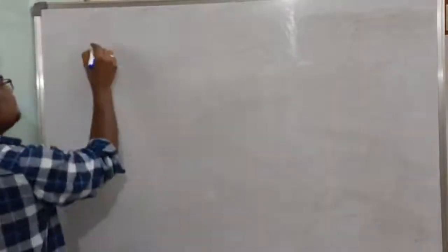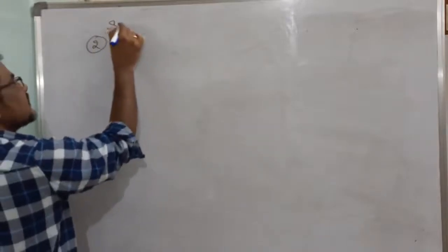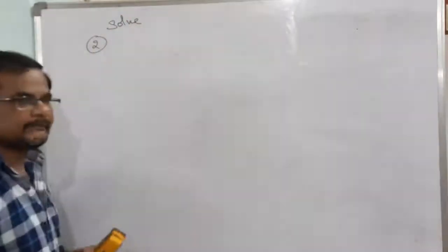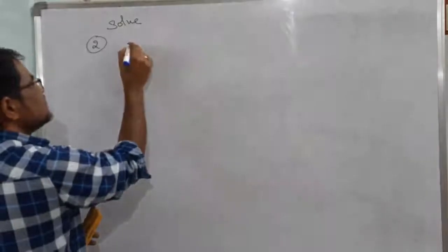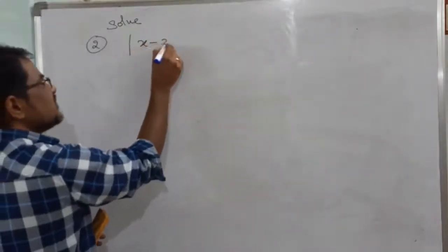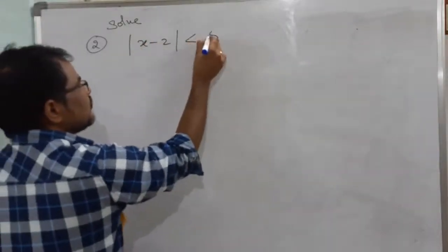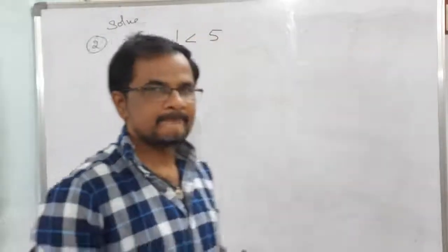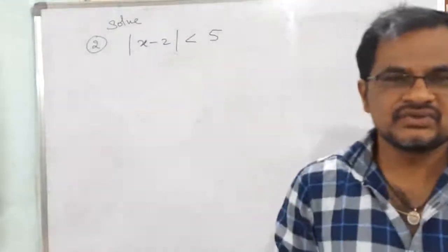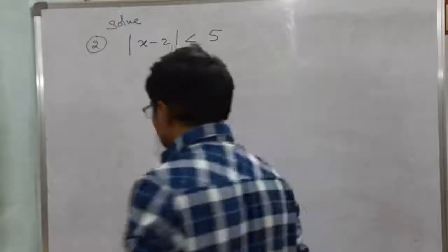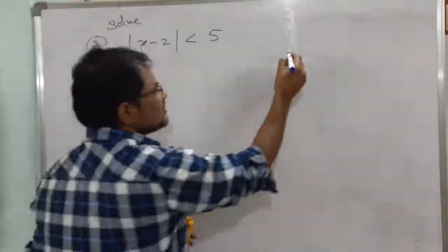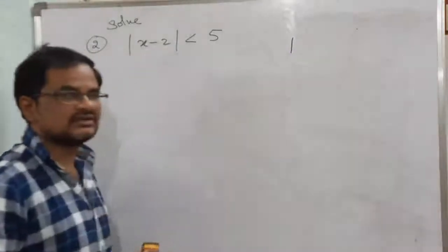Take this one. Solve the inequality, that is, modulus of x minus 2 less than 5. Like this they give. Modulus of x minus 2 less than 5. Now, by which condition do we have to solve this one?